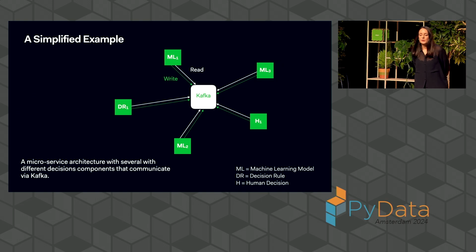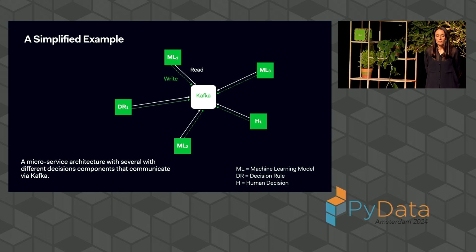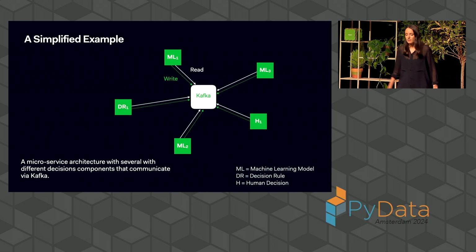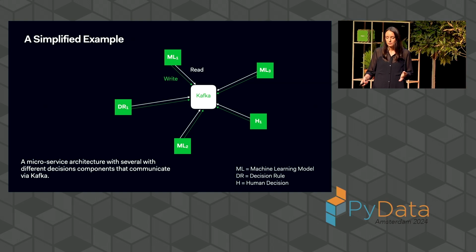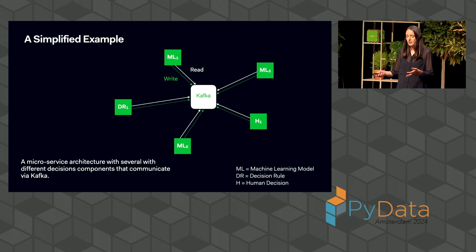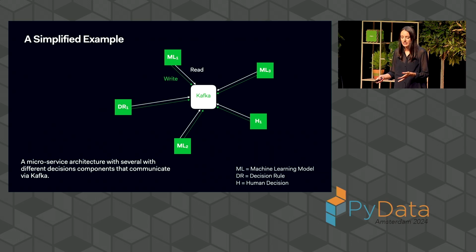So let's start with a simplified example of a complex machine learning system. We have a system that entails different machine learning models, in this case 3. We have some human decisions in that system, and we also have some hard-coded decision rules. And let's assume these decision components are, for example, microservices in a microservice architecture, and they also communicate in a certain way. Let's assume via Kafka.